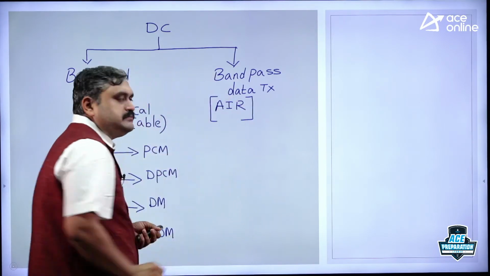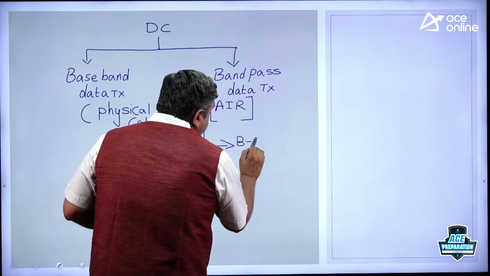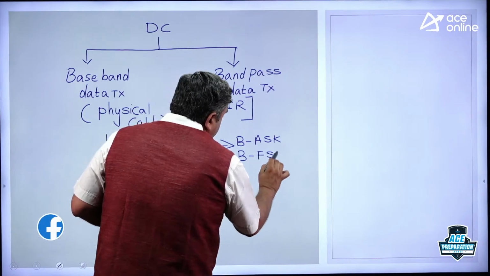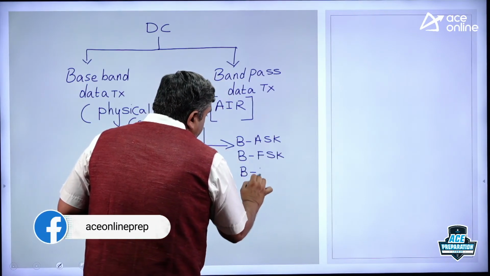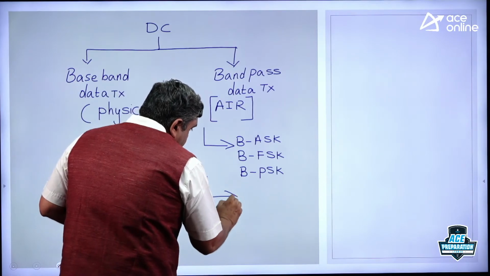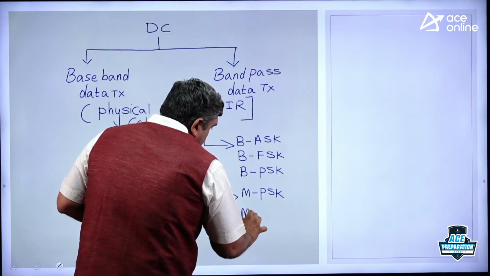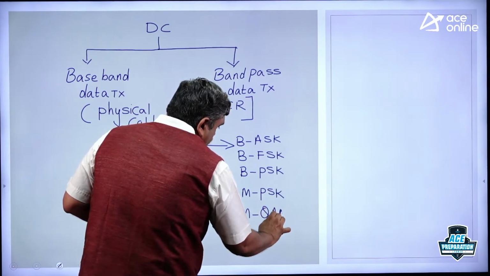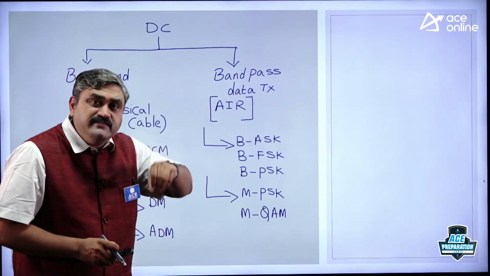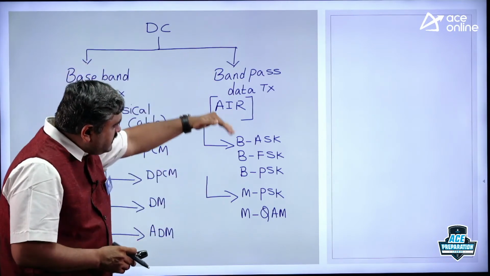Free space channel, air. When it comes to this band pass data transmission, we have binary modulation schemes like binary ASK, binary FSK, and binary PSK. Then the enhanced versions, M-ary PSK schemes and M-ary QAM schemes, QAM being quadrature amplitude modulation. These are called higher order modulation schemes. We design these techniques so as to minimize the bandwidth required for transmission. So this is a very, very important area.